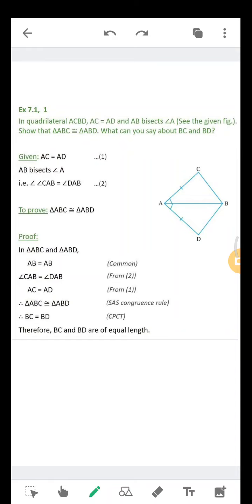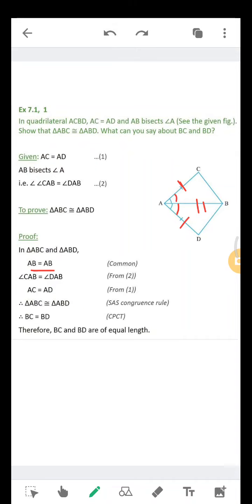Write the steps. In triangle ABC and triangle ABD, I'll write first AB is equal to AB. Just now I told you that is common. Then angle CAB is equal to angle DAB because AB is the bisector, and AC is equal to AD because they are equal. Already it is given to us. So are these two triangles congruent or not? Yes, they are congruent by the SAS congruency rule.